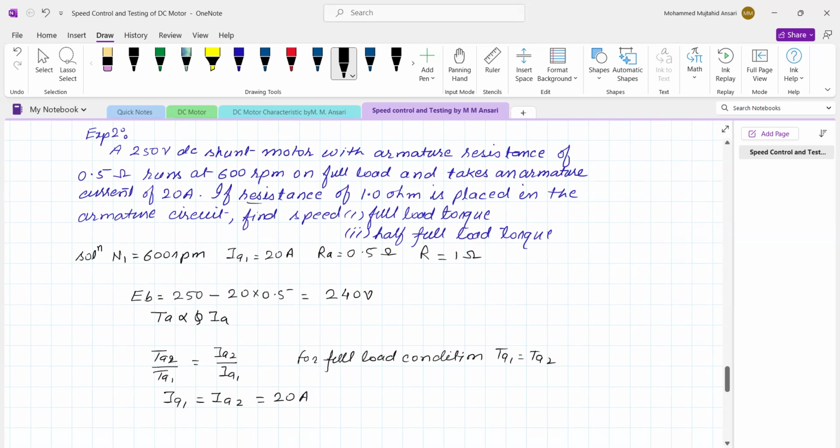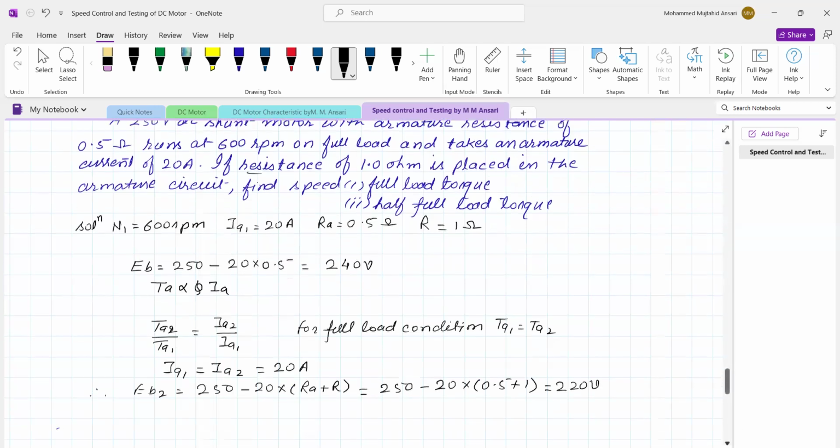So now EB2 is equal to 250 minus 20 into, since a resistance is added, Ra plus R, which is 250 minus 20 into armature resistance 0.5 plus 1, equals 220 volt. So now what is the speed?